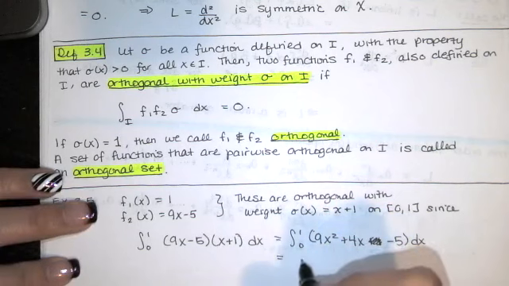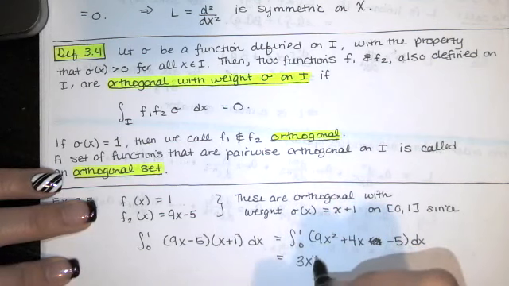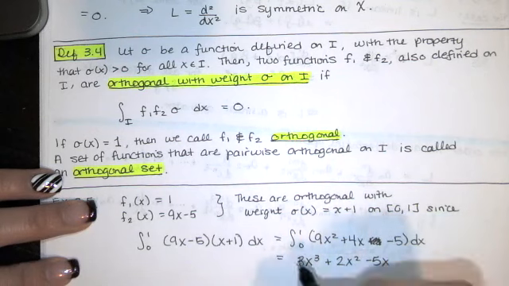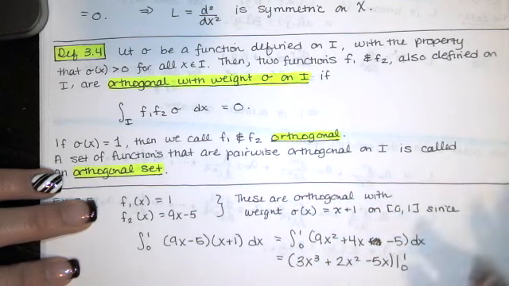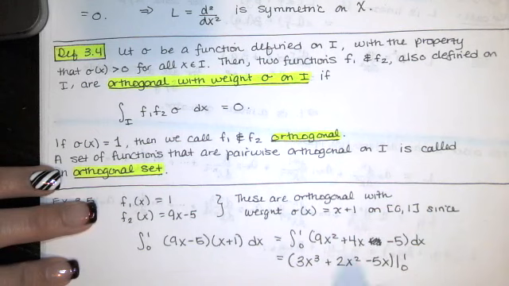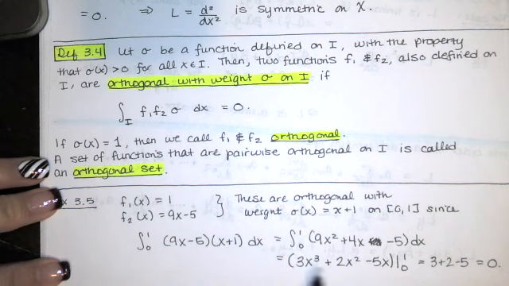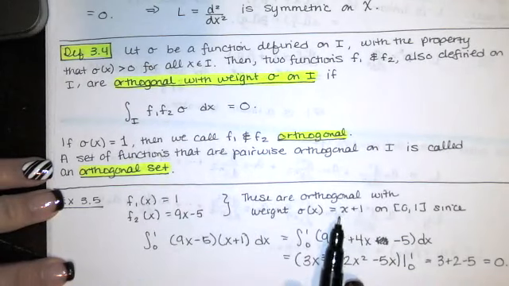And if we do the integration, gosh, I said I wasn't going to do it, but I want to do it. So let's do it. We get that. If you plug in 1, you get 3 plus 2 minus 5. Plug in 0, you get 0. Clearly that's 0. So you get 0 when you multiply these together and you integrate over the interval from 0 to 1. So that means these two functions are orthogonal with the weight of x plus 1.